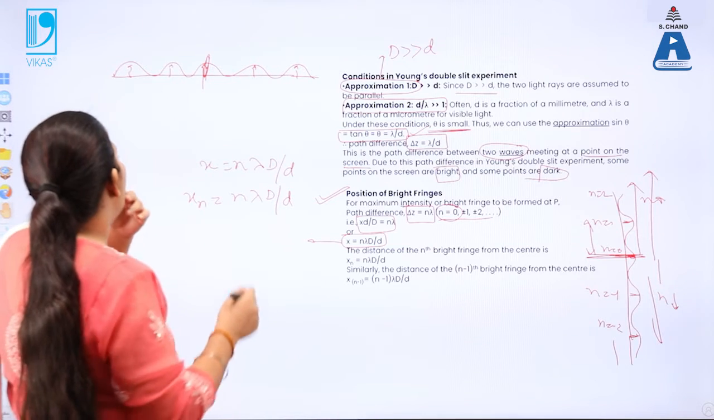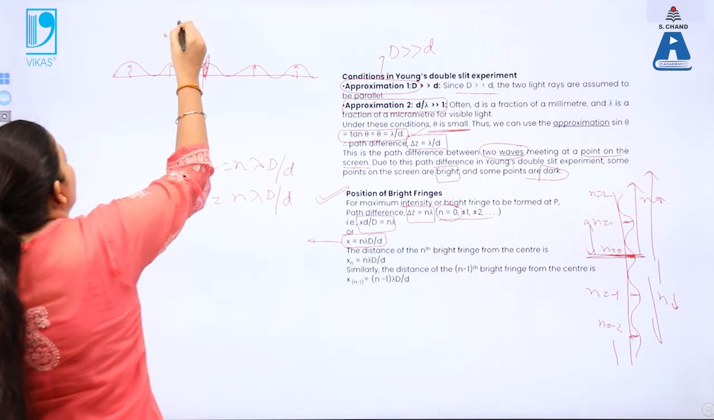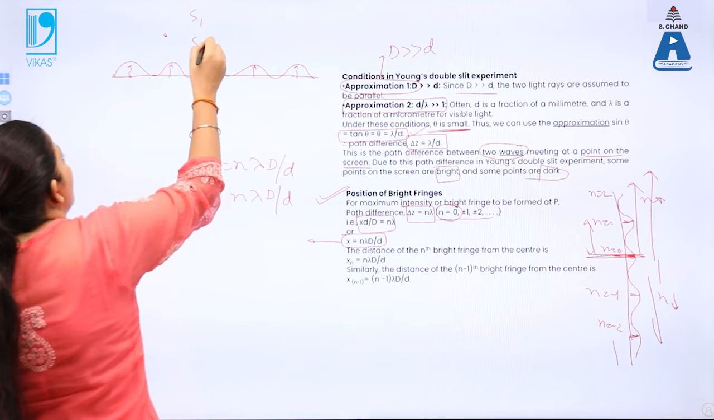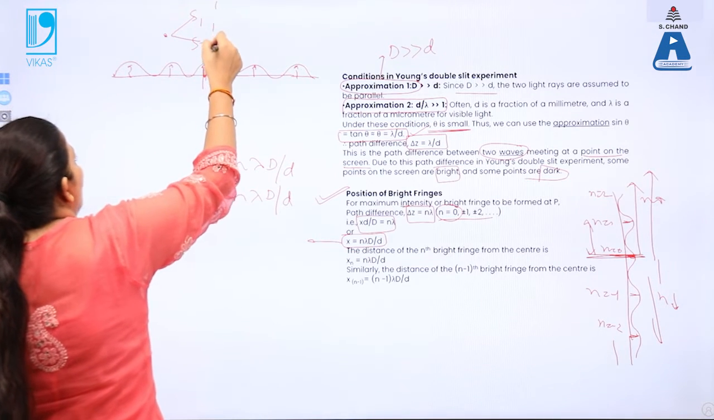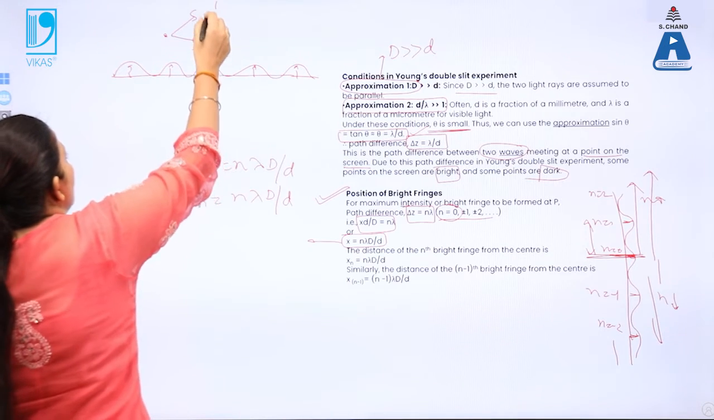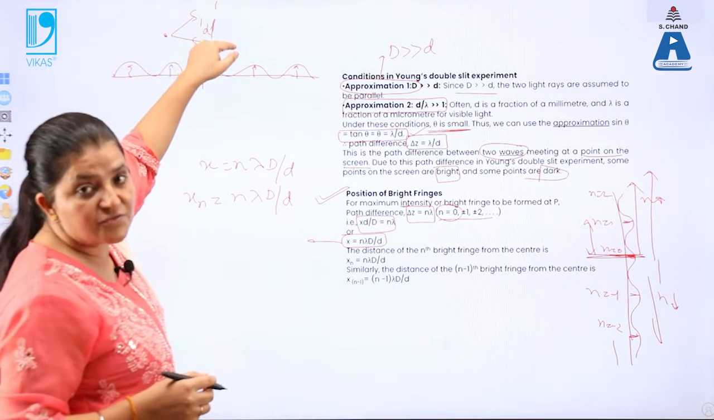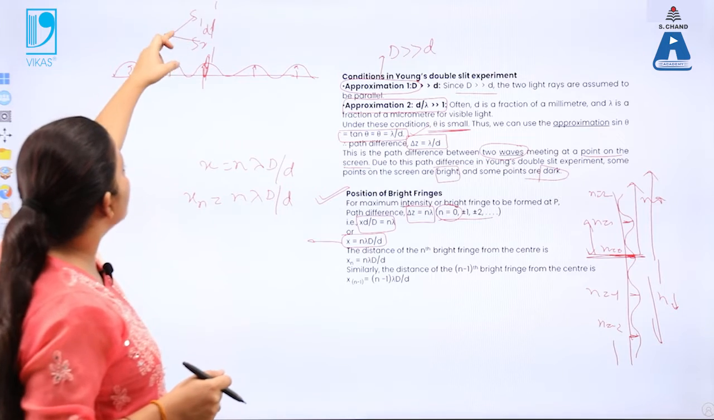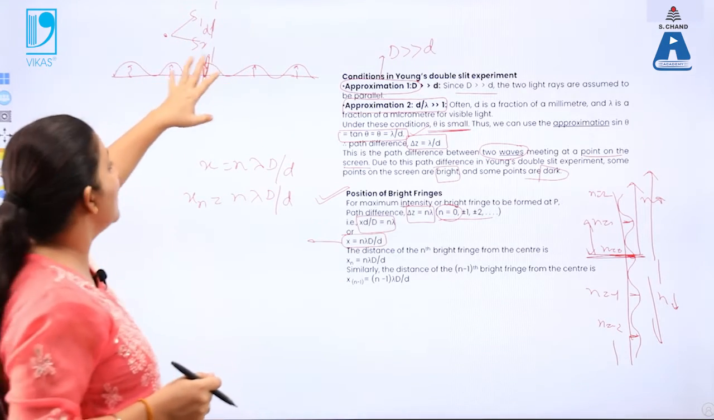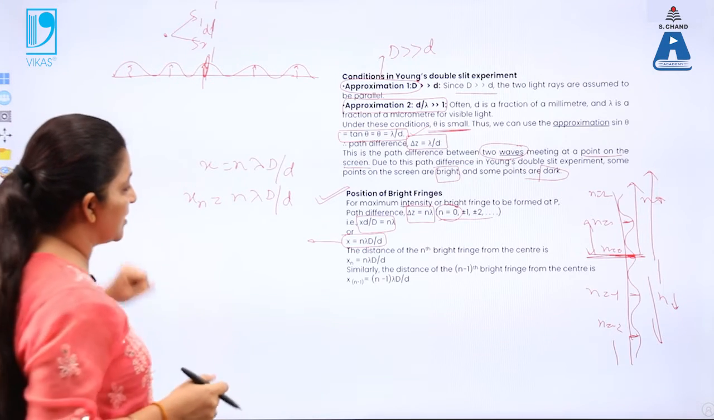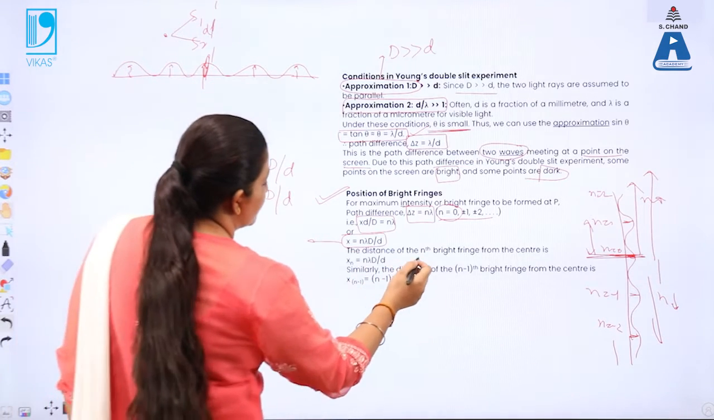Now why is this so? Because we know that the light waves are originating from the two sources or the two slits. These slits are of equal width and separated by distance d. The light waves originating from here have the same frequency and the same wavelength. So that's why the intensity will be the same. Now this is for the nth fringe.